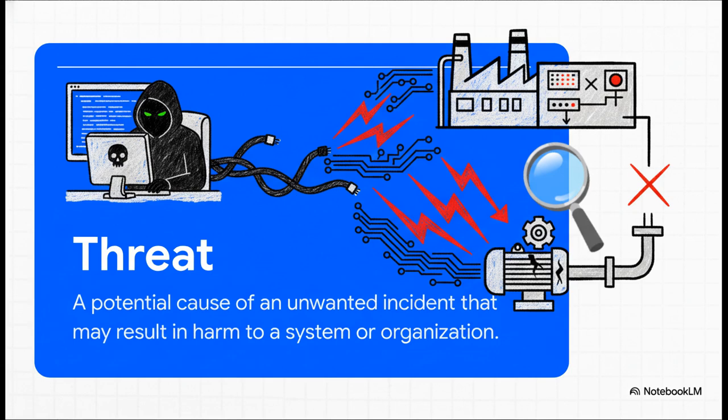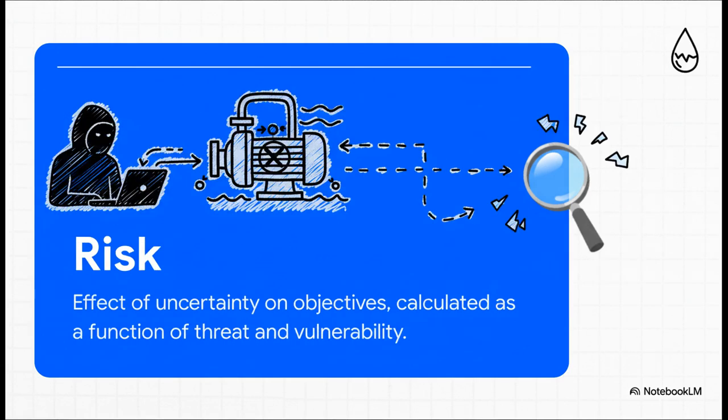So here, our threat is a hacker who's actively trying to get into the plant's control network, and they're looking for exactly the kind of weakness our pump has. And all of this brings us to the big one, risk. Risk is what you get when a threat successfully exploits a vulnerability. It's the potential for something bad to happen. In our story, the risk is that the hacker gets in, shuts down our water pump, and disrupts the city's water supply. See how that works? Asset, vulnerability, and threat. They all connect to tell the complete story of risk.